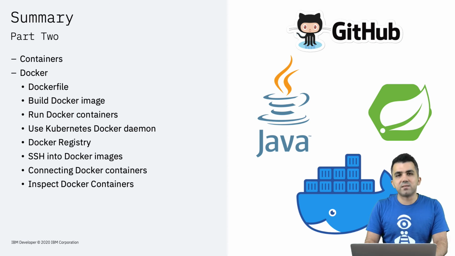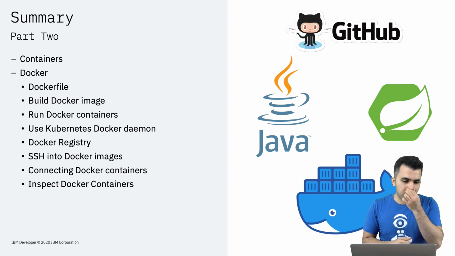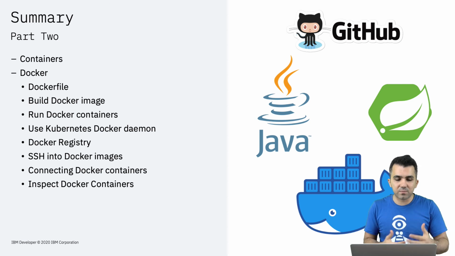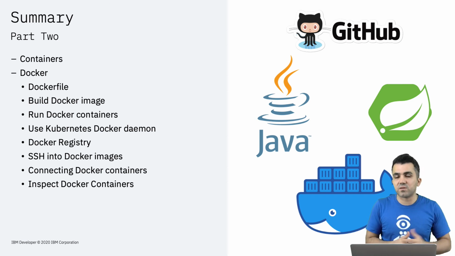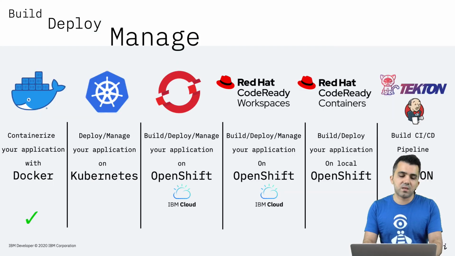So in this lab, we learned about Dockerfiles, how to build Docker images, the difference between Docker images and containers, even though I mix them up quite often when I'm describing things. How to run Docker containers, use the Kubernetes Docker daemon as we've seen just now, the Docker registry on your own machine and the Docker registry within the Kubernetes cluster, and how to SSH into Docker containers. We looked at that as well, and also connecting Docker containers, which was through the network, and how you can inspect your Docker containers and your Docker networks.